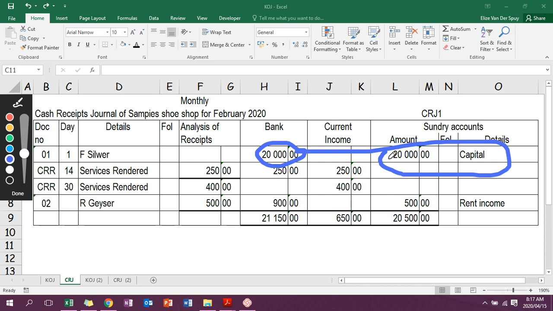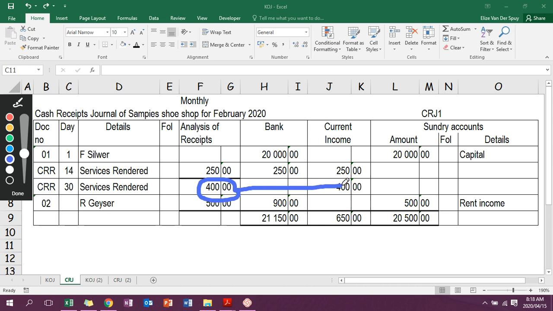All right, so now I'm going to say it's 20,000 Rand, and now I need to write down my general ledger book's name. So capital is the name. All right, so therefore the details is capital. The 250, we already said it's current income. The 400 Rand is in analysis. And what was this for? This was for current income. So therefore, it's in the column of current income as well.